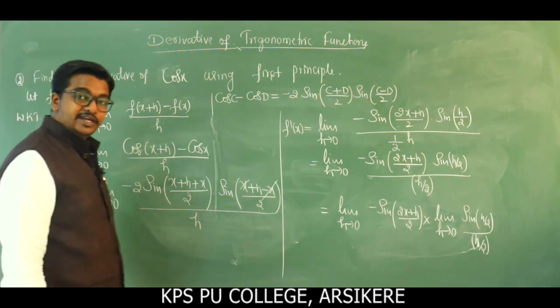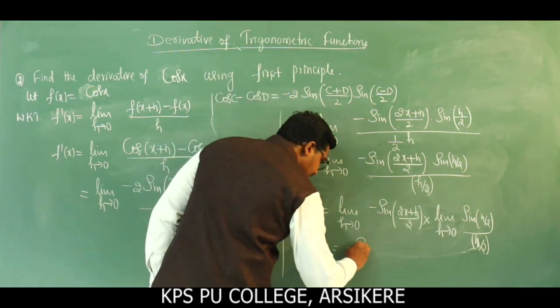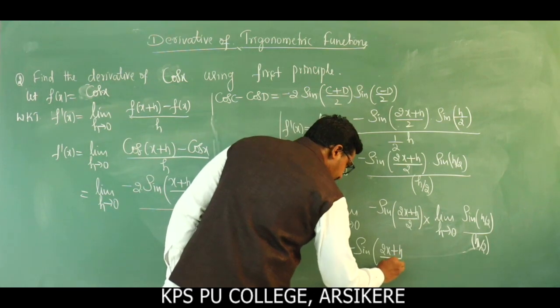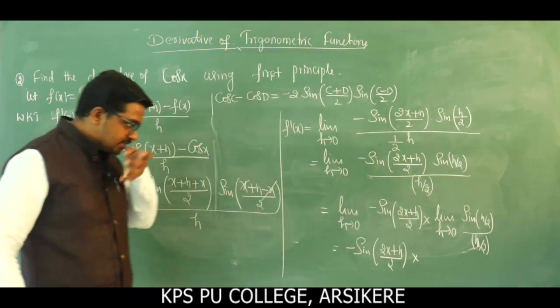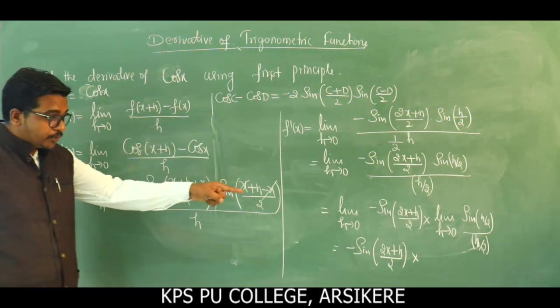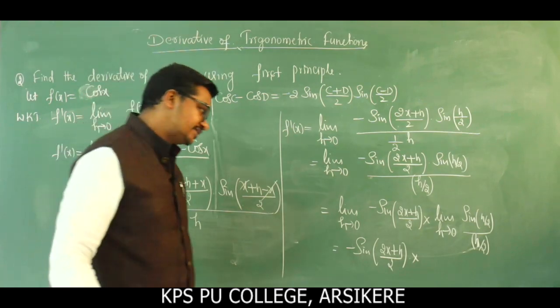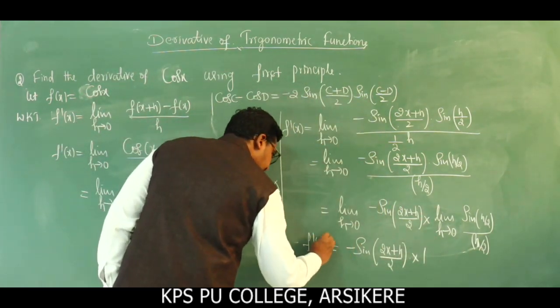Now apply the limit as h approaches 0. This is the minus sine of (2x plus h) divided by 2 into, as we already discussed further, limit as h approaches 0 of sine of h by 2 divided by h by 2 becomes 1. This is f dash of x.